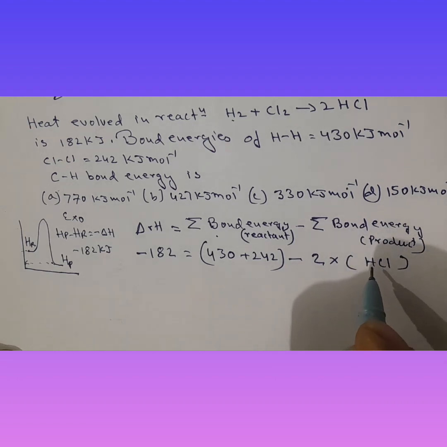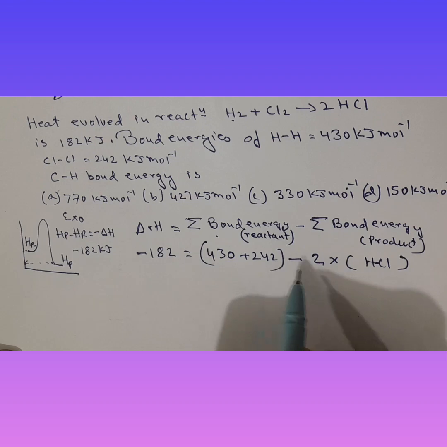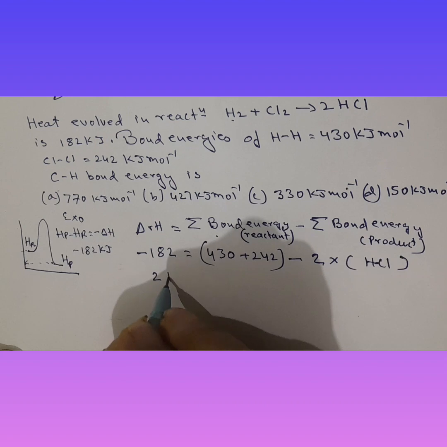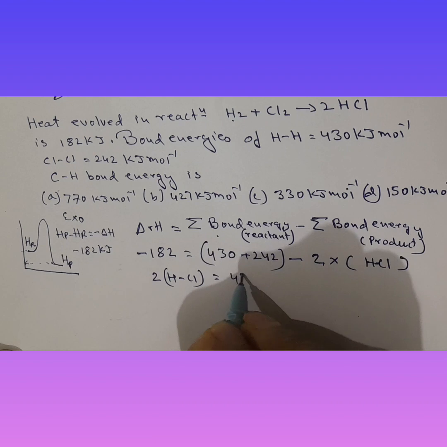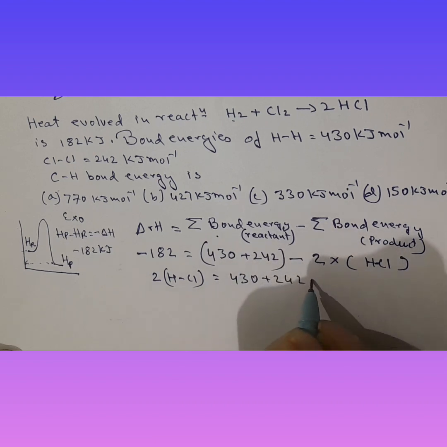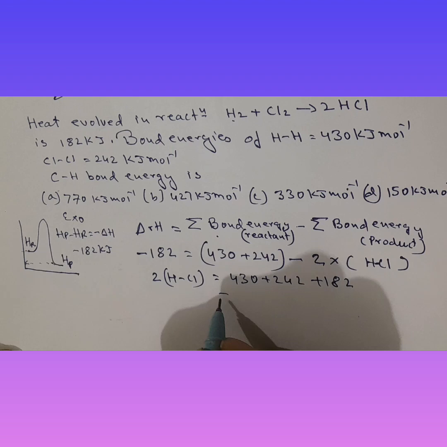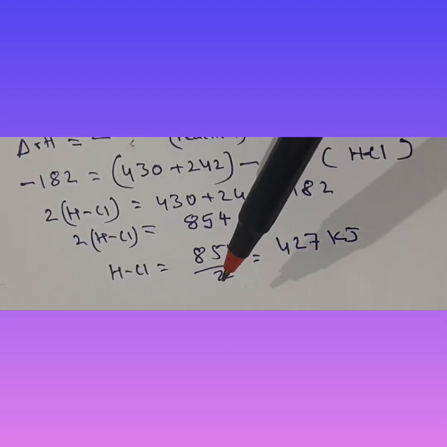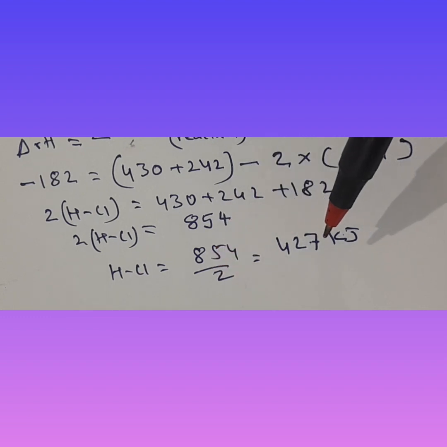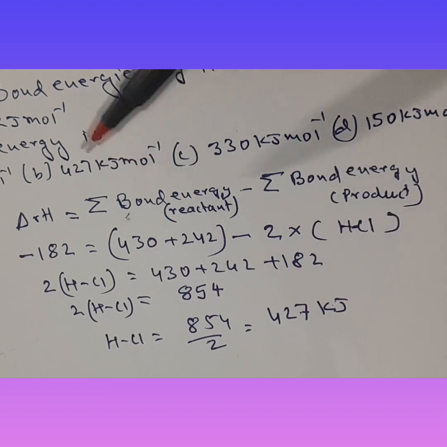That is what we intend to find, the bond energy. So we take it to that side: 2HCl would be equal to 430 plus 242 plus 182, which equals 854. So HCl is equal to 854 divided by 2, that is 427 kilojoules. So the answer would be B again.